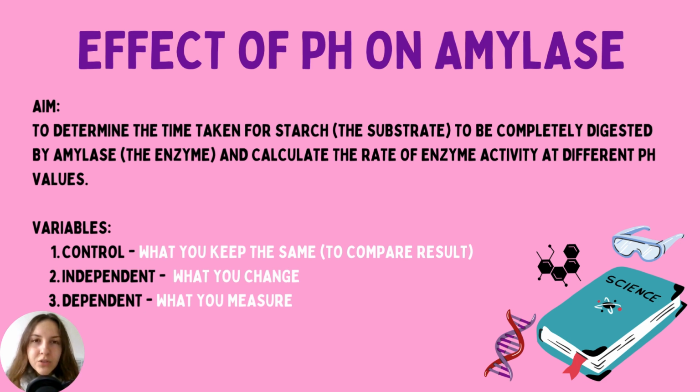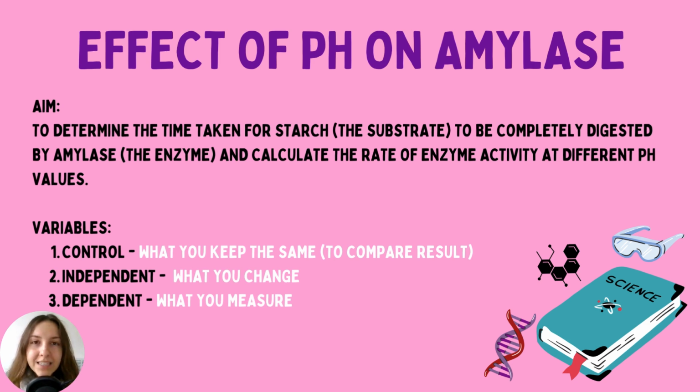The variables we need to consider are the control variables, so anything that could affect the result. So temperature obviously can affect how well amylase works. So we want to maintain the same temperature throughout the experiment. And we do this to have comparable results. Remember, controls are used in that way.